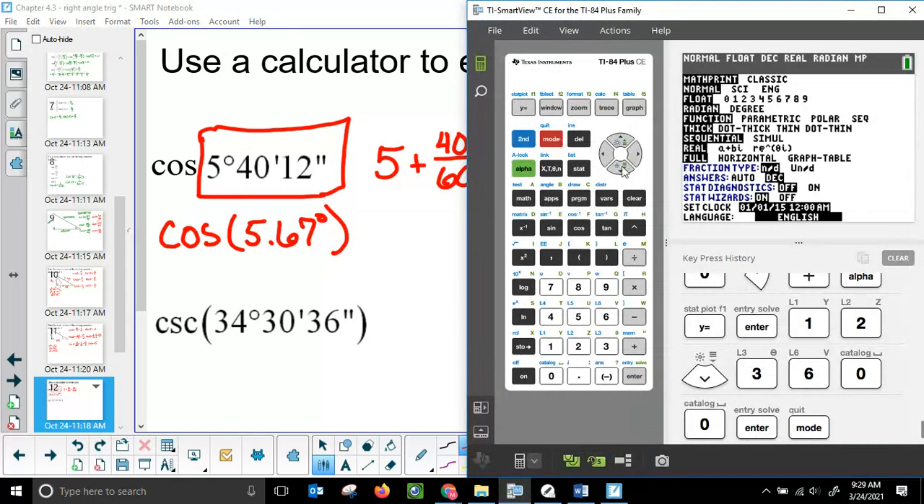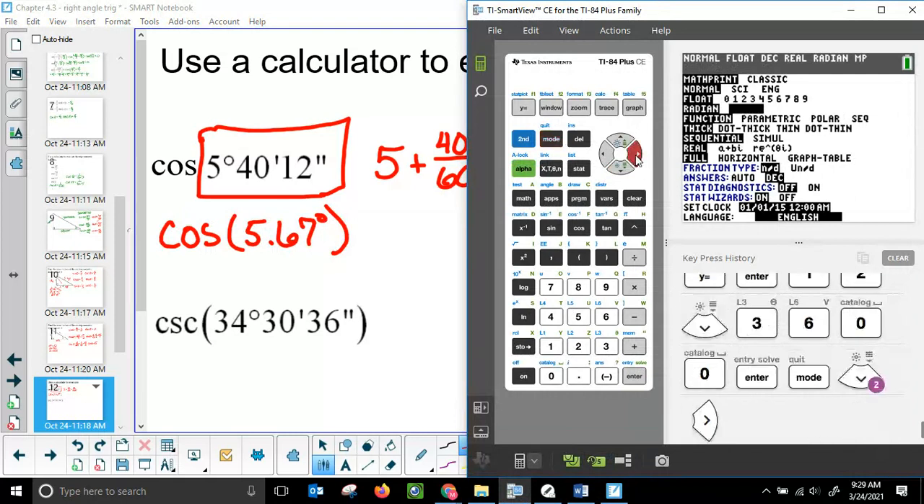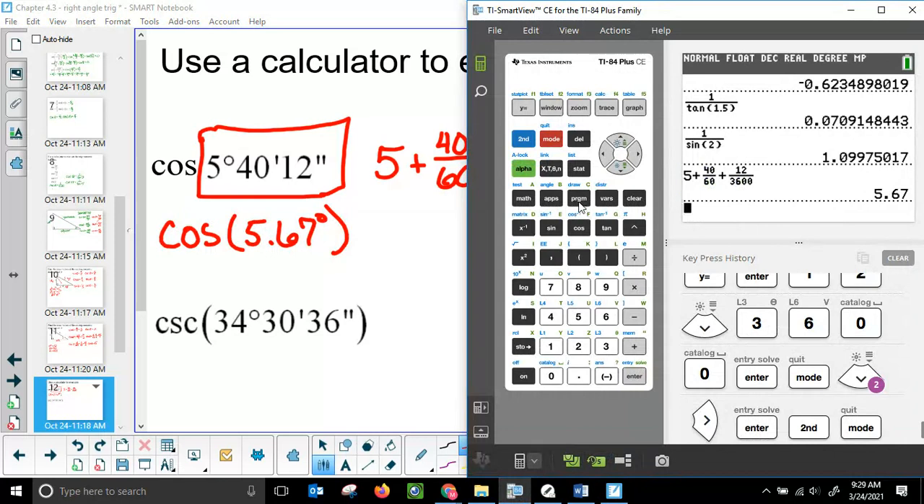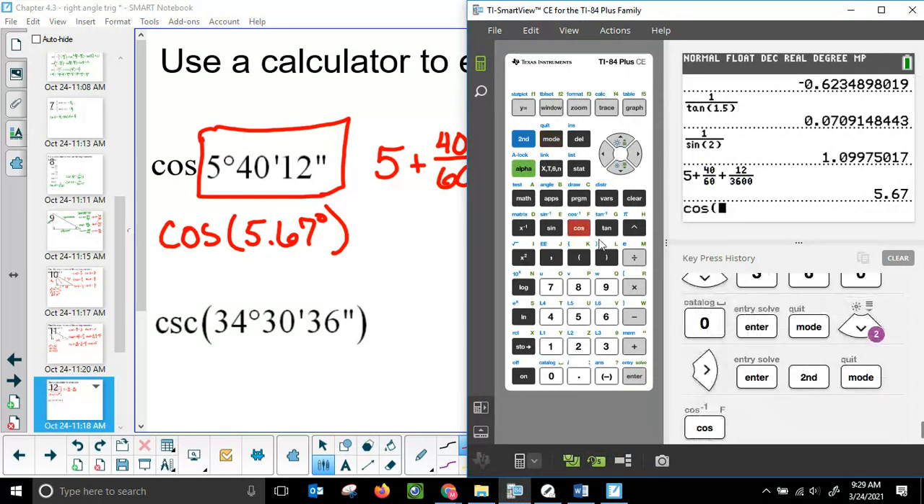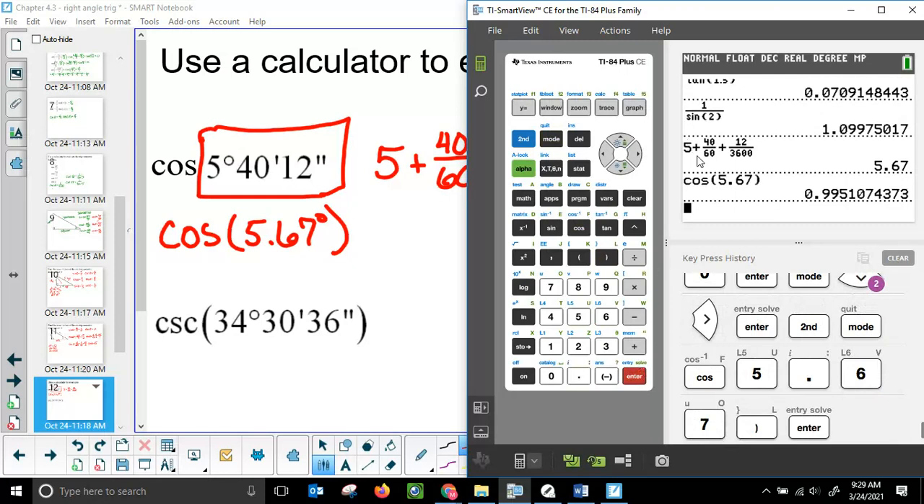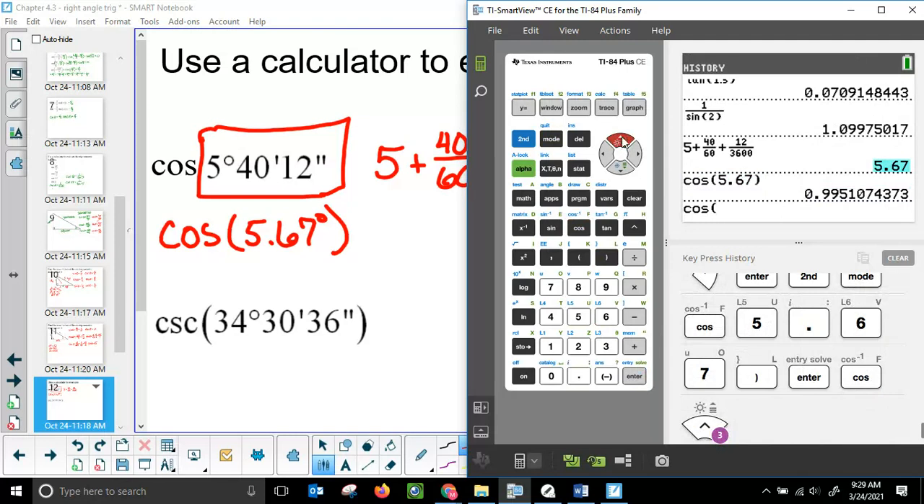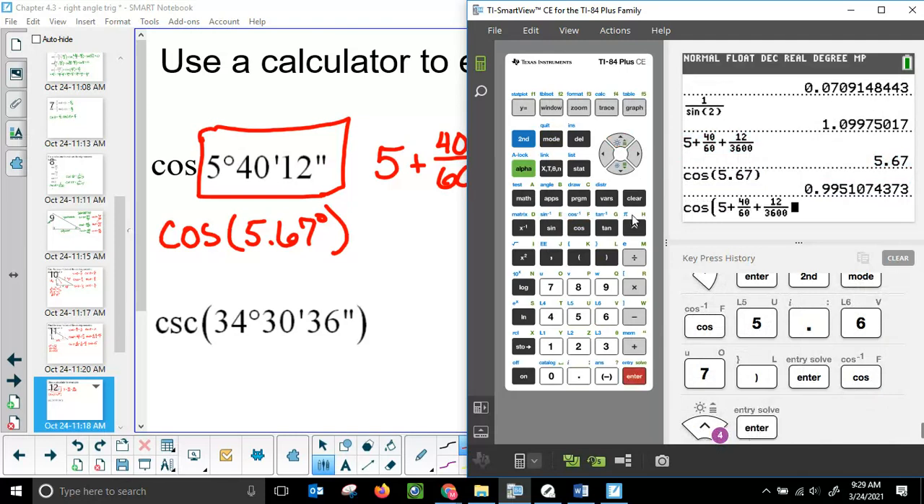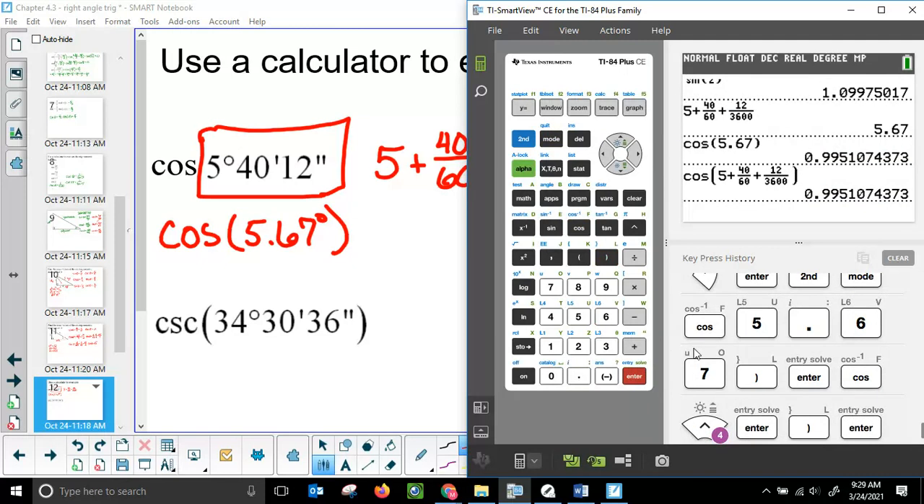We have to be very careful. Now we're talking about degrees, so I need to be in degree mode. So now we can just say cosine of 5.67. Honestly, you could also have done it all in one fell swoop, like this. You get the same thing.